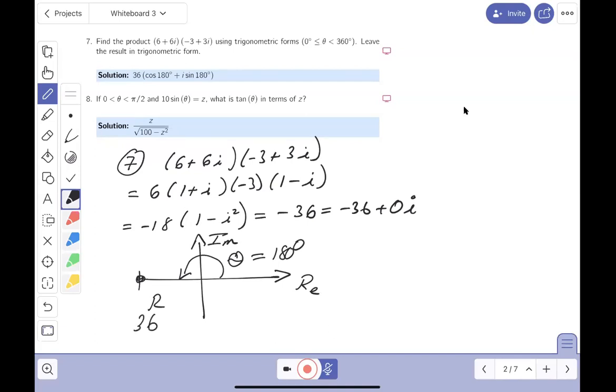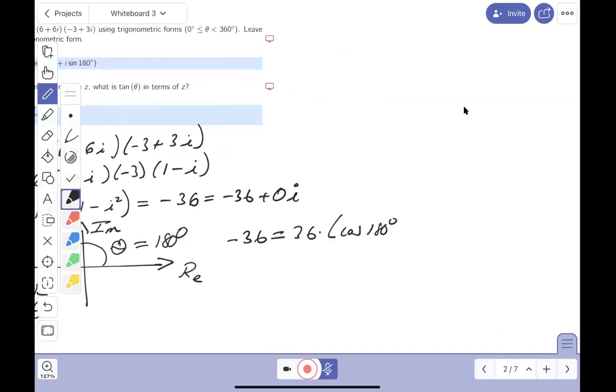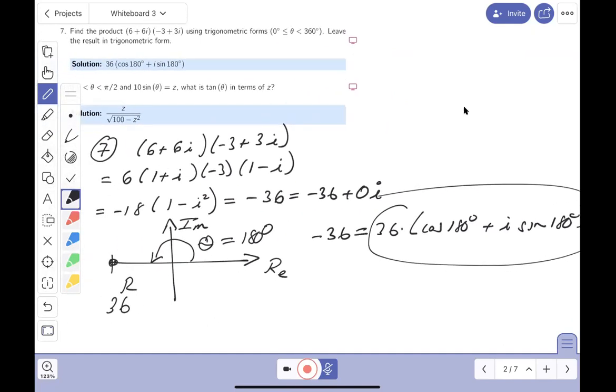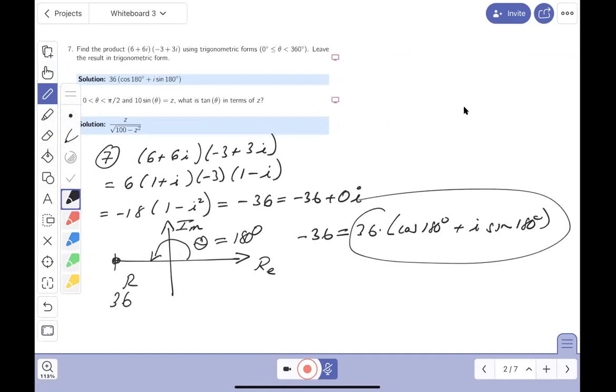So what's this complex number? -36 is equal to r, which is 36 times cosine of 180 degrees. We're putting it in a polar form, a trigonometric form, plus i sine 180 degrees. All right. Let's take a look at their answer. Wow. Same answer. Well, good about that. Let's go to the next one.